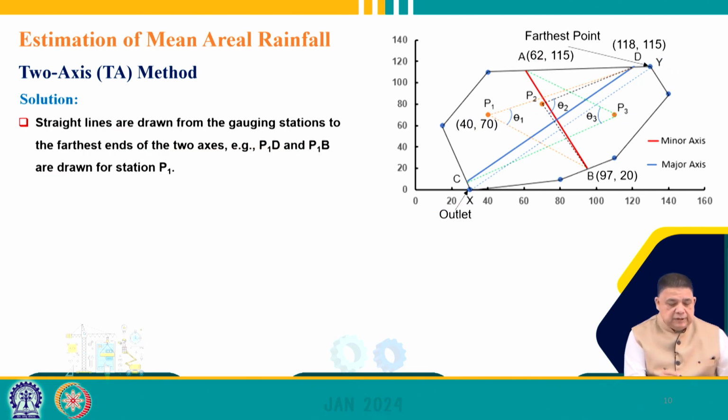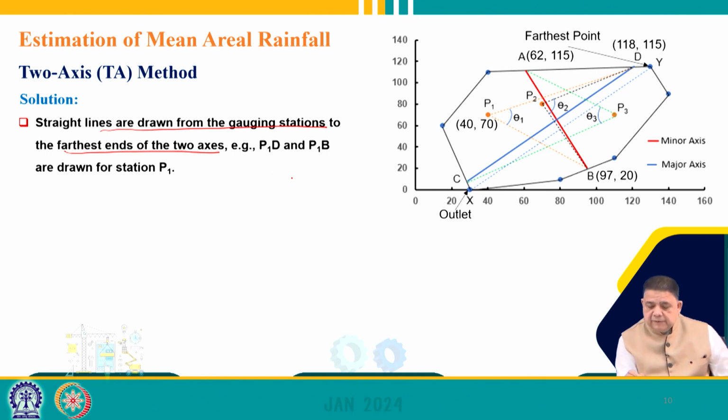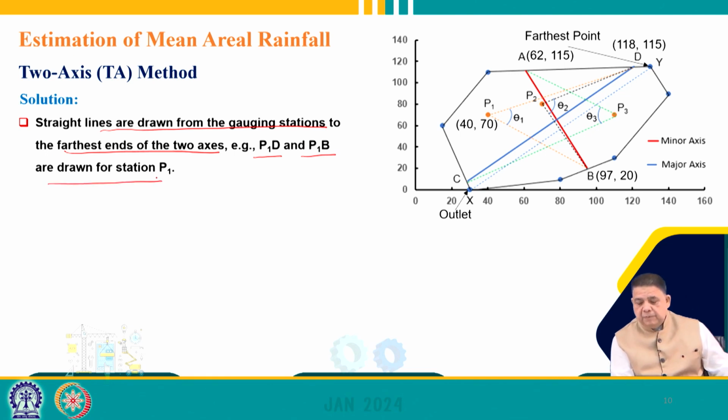Now, what we do is draw straight lines from gauging stations to the farthest ends of the 2 axes. For example, if we talk about station P1, then if you consider the minor axis, B is the farthest point. If you consider the major axis, D is the farthest point. So, that means we will join lines P1D and P1B from station P1. Similarly, from P2 we will join P2B, P2D. For P3 we will join P3C and P3A.